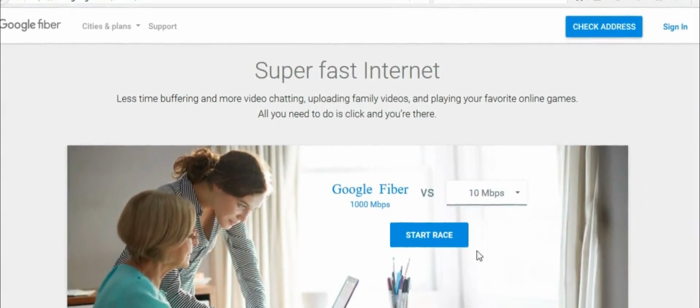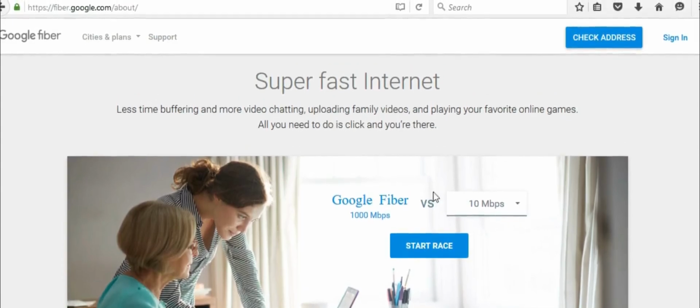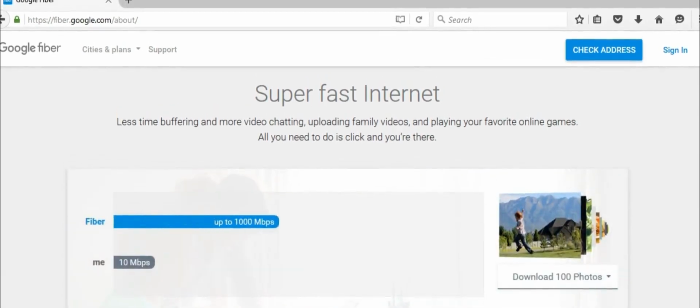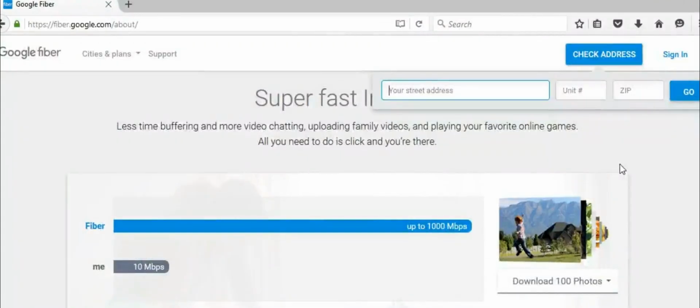Look at this. This is a Google Fiber connection versus a 10 megabit per second connection. 10 megabits per second is something that I get. I actually get about 7 megabits per second with a DSL connection at my remote office location. So I can see here what fiber would do versus that connection. We'll start a race and we're downloading 100 photos. Notice the fiber connection, we're done. And the DSL connection, still laboring at that particular download. Notice you can check your address here to see if Google Fiber is available in your area.